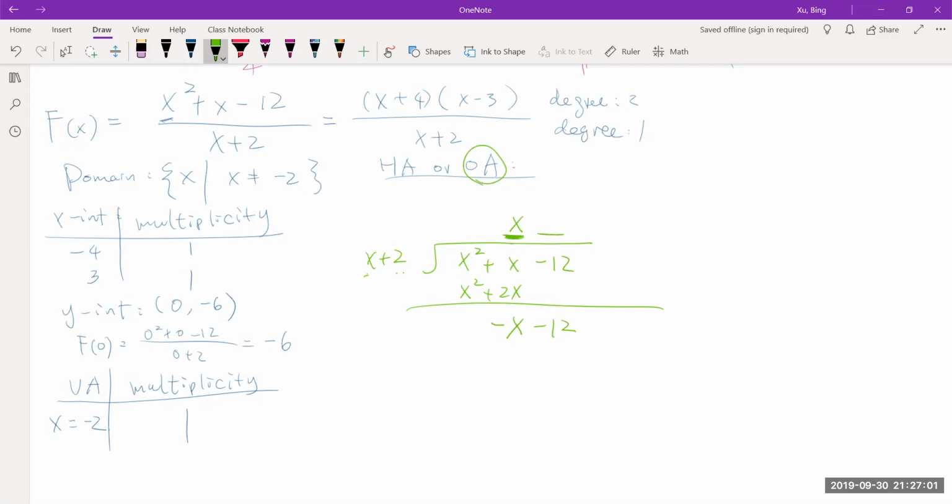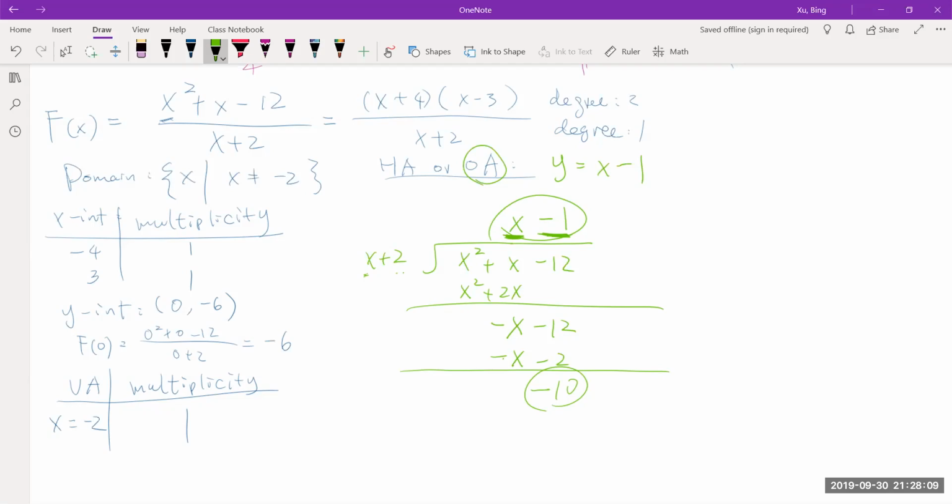Now I need something so that this term times x gives me negative x. So what do I put as the second term of the quotient? Negative 1. Negative 1 times x is negative x, negative 1 times 2 is negative 2. Draw a line, subtract. Negative x minus negative x is 0. Negative 12 minus negative 2 is negative 10. The remainder we don't care about for now. The quotient gives us the oblique asymptote, which is y equals x minus 1.